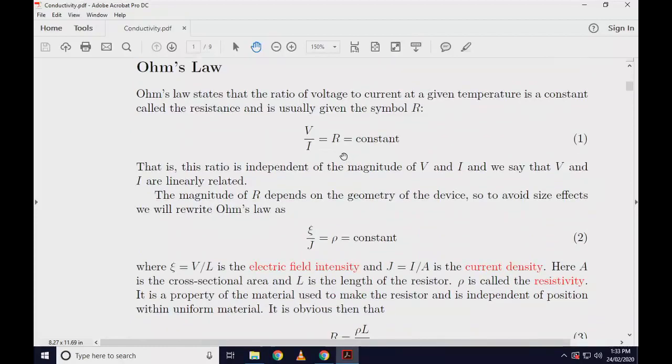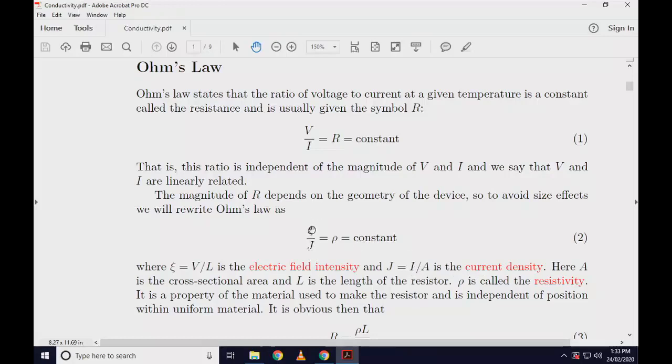Now, in the semiconductor industry, we don't use voltage and current and resistance because these things depend on size, and as you know, size is something we want to reduce, but we don't want it to come into our equations necessarily because we want to be able to scale things. So we will scale voltage in terms of what's called the electric field intensity. So we scale voltage by a length and get something called the electric field intensity, and we'll scale the current by the area, and we'll get something called the current density.